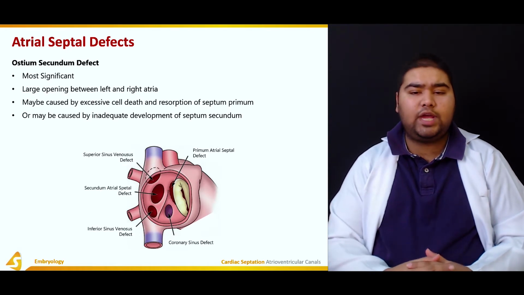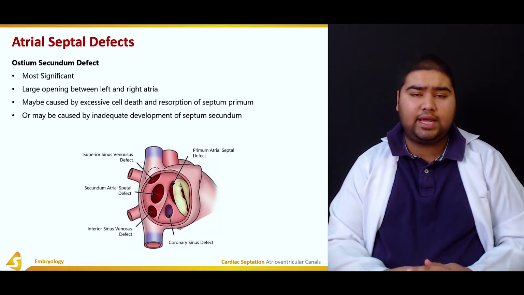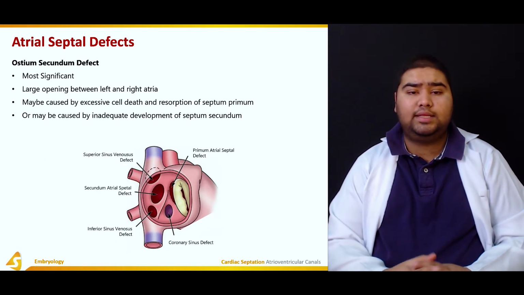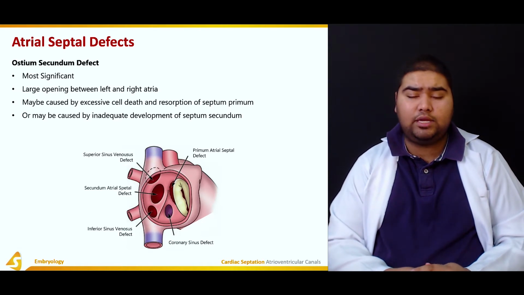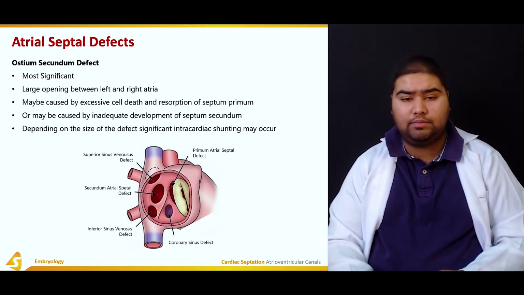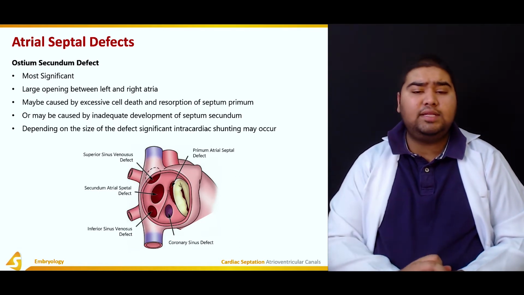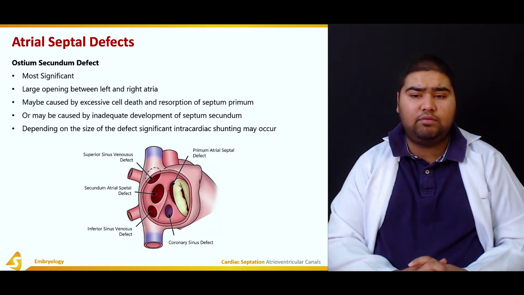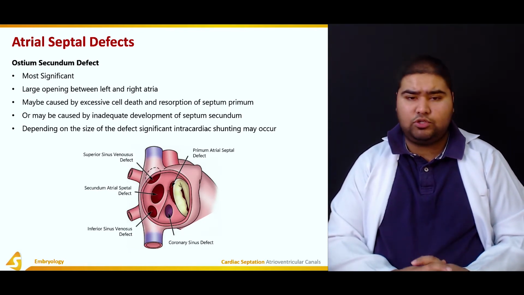So it may be due to inadequate development of the septum secundum, as the septum secundum is supposed to cover this ostium secundum. So it may be due to faulty development of the septum secundum. Either way, depending on the size of the defect, there may be significant intracardiac shunting of blood due to this defect.